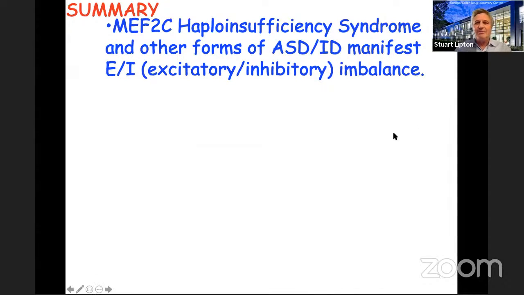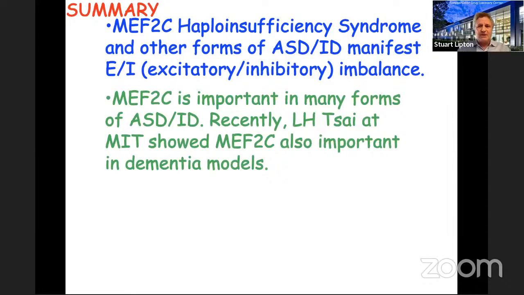So we were looking at MEF2 haploinsufficiency syndrome. And particularly, we're interested in this excitatory and inhibitory imbalance as a biomarker, if you will, of drugs that might improve not only MEF2C haploinsufficiency syndrome, but other forms of autism that have EI imbalance. Now, just amazingly, my close colleague at MIT, Li-Huei Tsai, published in Science Translational Medicine last month that MEF2C is also important in various forms of dementia. We had been worried if we played with MEF2C later on after initial development, we actually might do damage rather than help. And I think that's a real worry about genetically interacting with any of these genes that Joe or Matt or I have been talking about.